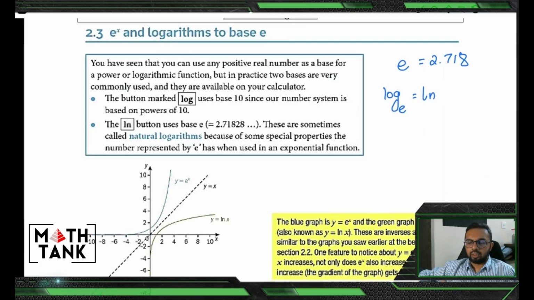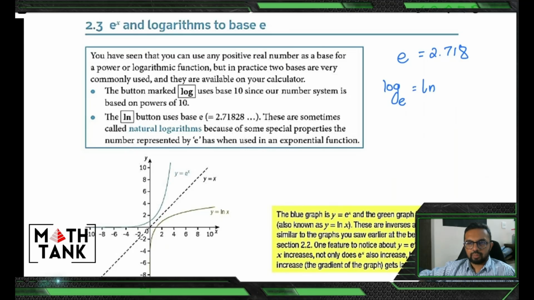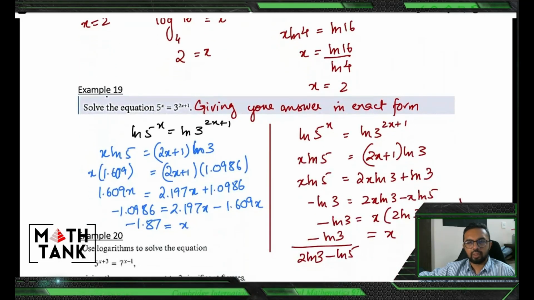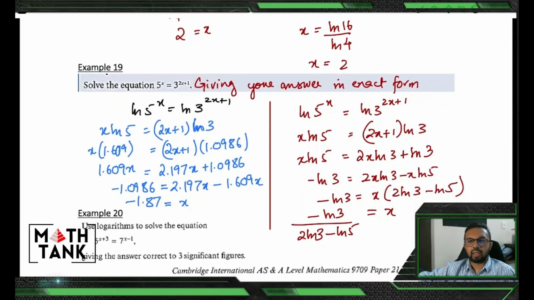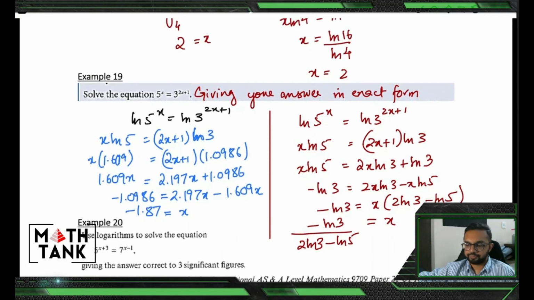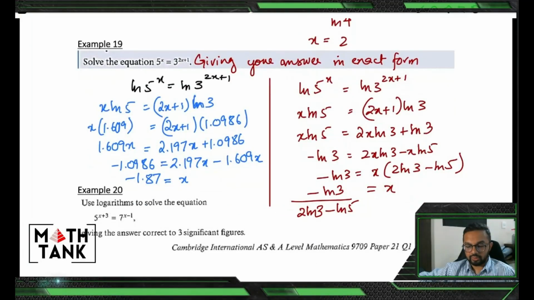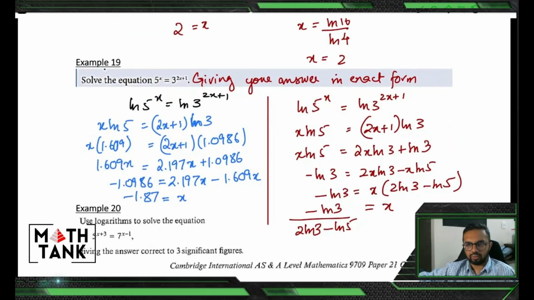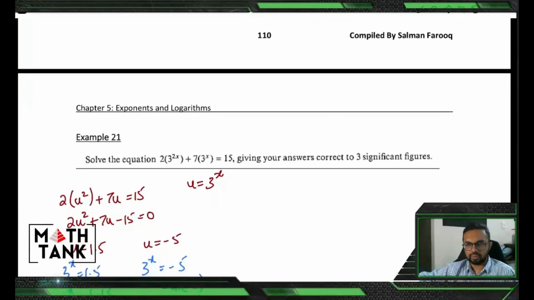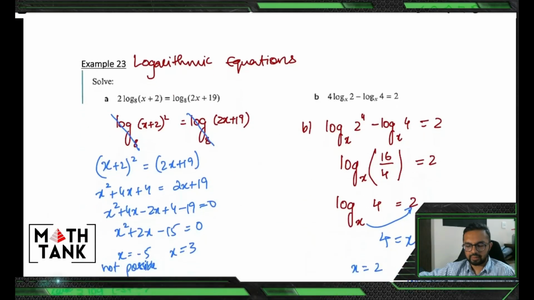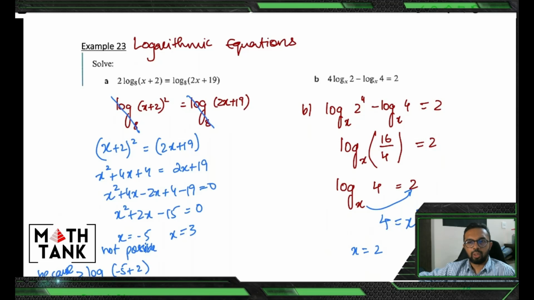Then solving equations using logarithms is the next idea. You have exponential equations, and then you have logarithmic equations. Again, you follow the rules. Ln's can get equated, they can get subtracted, and so on. And remember to always check your answers. These are all exponential equations, by the way, and these solve with logarithms. But when you have a logarithmic equation such as this one, you always need to check your answer.